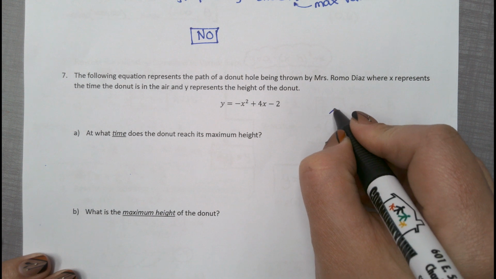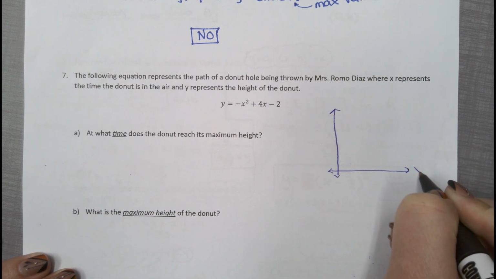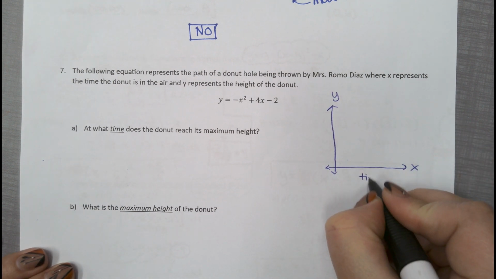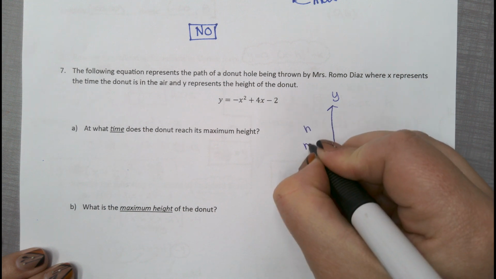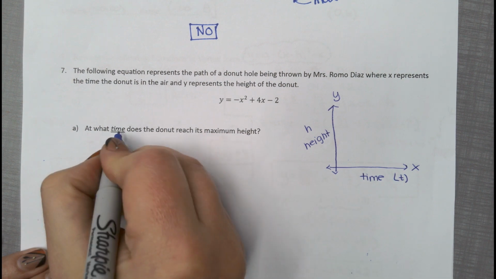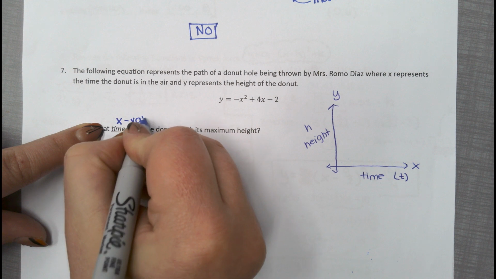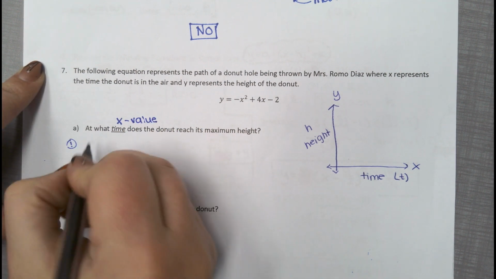So here, once again, let's go ahead and sketch this out. I'm not actually graphing. I'm just telling you what things are. Here's your x. Here's your y-axis. Again, they are using t for time, and they're using h for height. And it's asking you for the time. It's asking you for the x value of your vertex. So step number 1, let's calculate the x value.